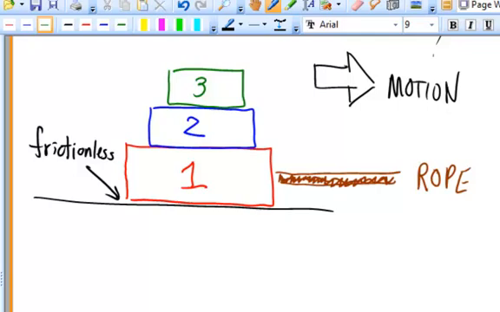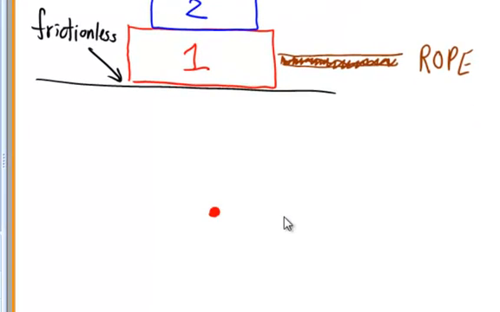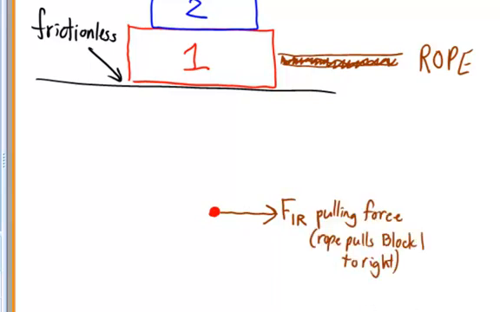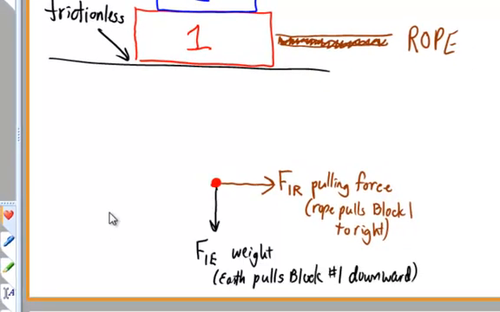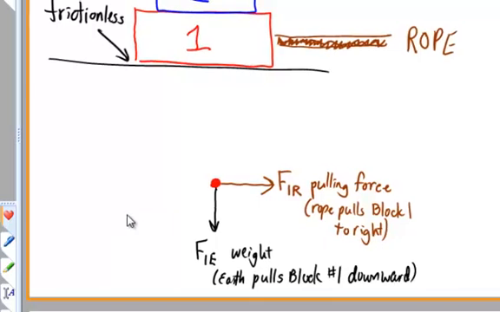Let's begin with a free body diagram of block number 1. One force we can definitely identify is the rope, which I'll indicate with an R, pulling on block number 1. F1R indicates the force on block 1 due to the rope. We'll call this the pulling force. The rope pulls block number 1 to the right. Another force on block 1 is its weight. The earth, E, gravitationally pulls block number 1 downward. There's the normal force. The floor, F, pushes block number 1 upward.